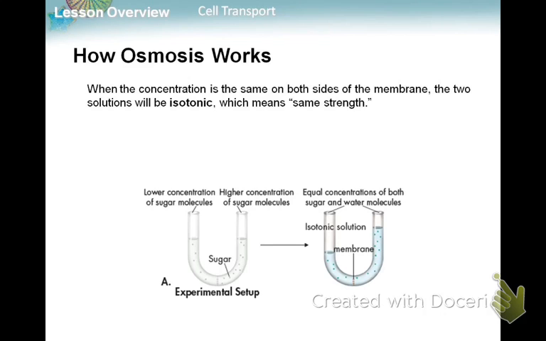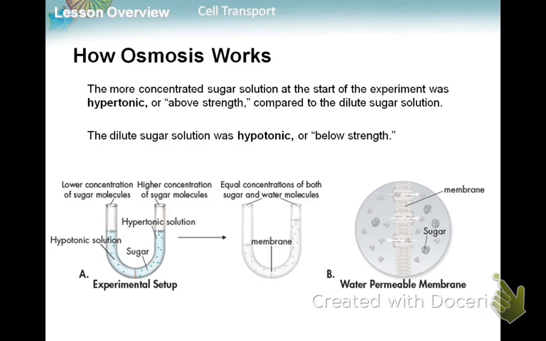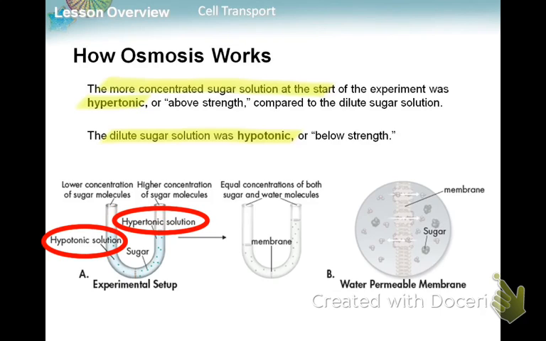The concentration, if it's the same on both sides of the membrane, is called isotonic. It means the same strength. The more concentrated sugar solution was hypertonic. The diluted sugar solution was hypotonic. So you see those words here. Hypotonic is the diluted sugar solution. Hypertonic was the concentrated sugar solution. Make sure you know the difference between those, and I'll give you some tips how to remember that in class.